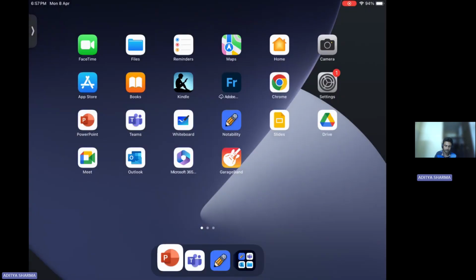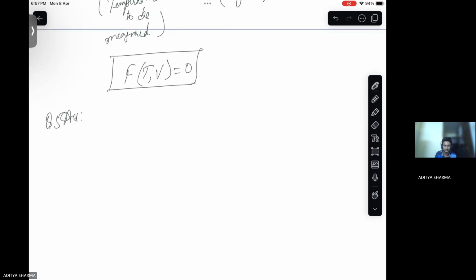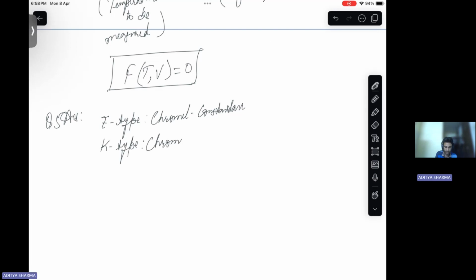Different types of thermocouples are there. E type is chromel constantan. K type is chromel alumel.